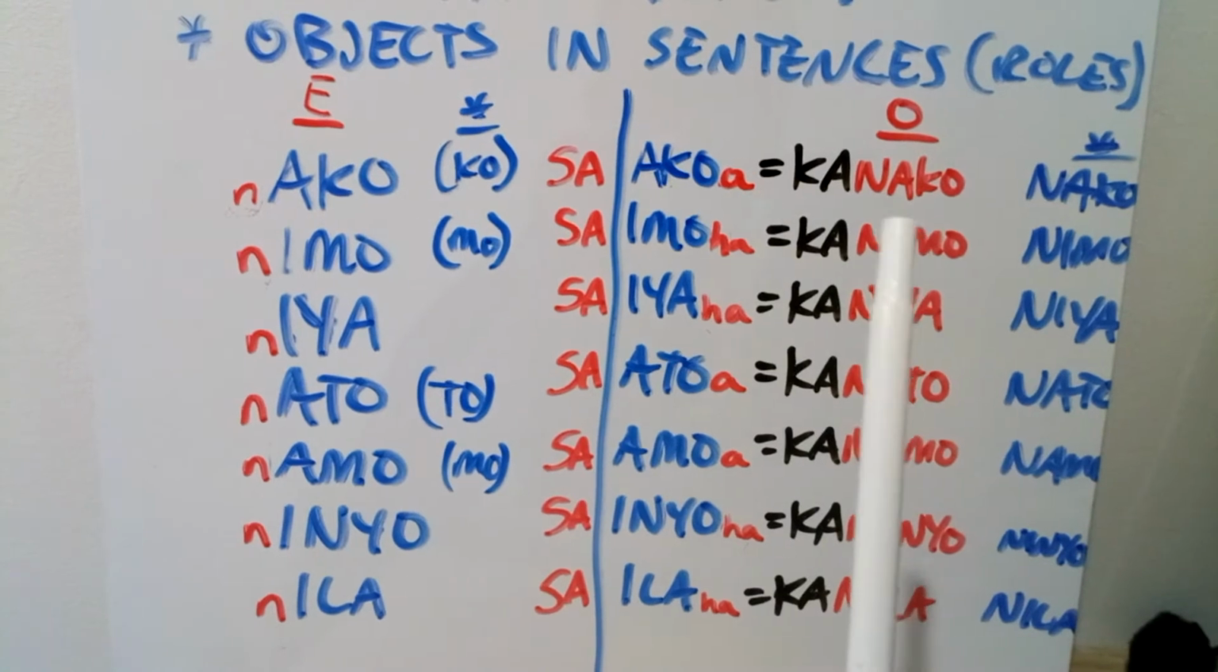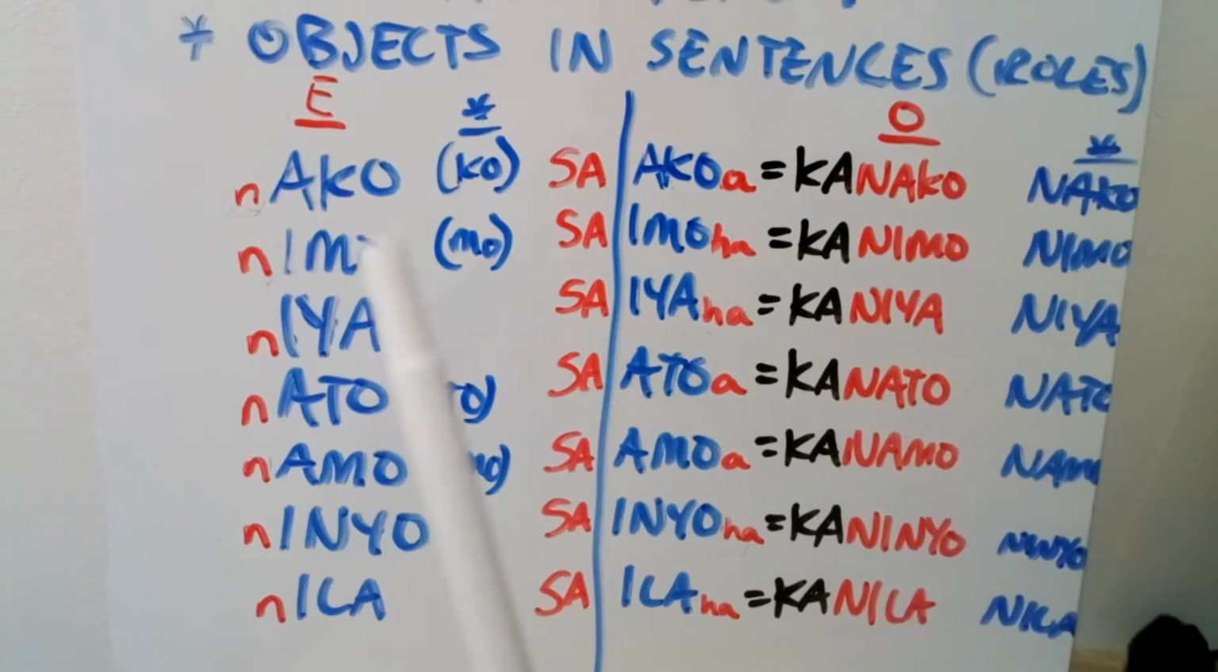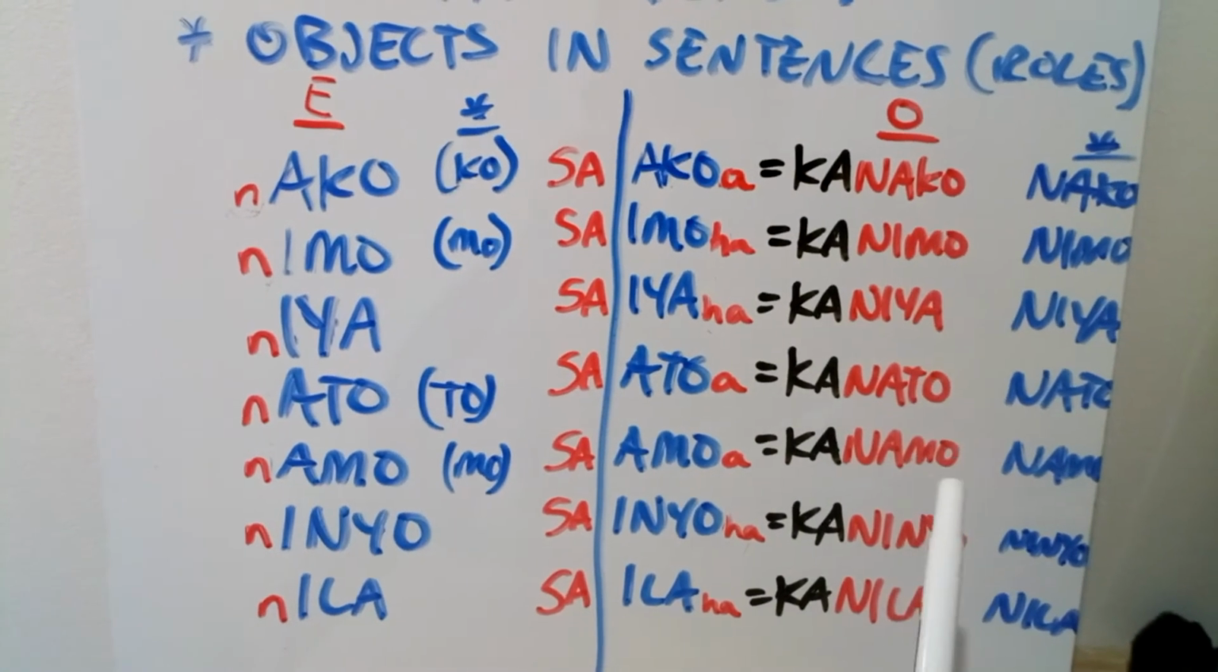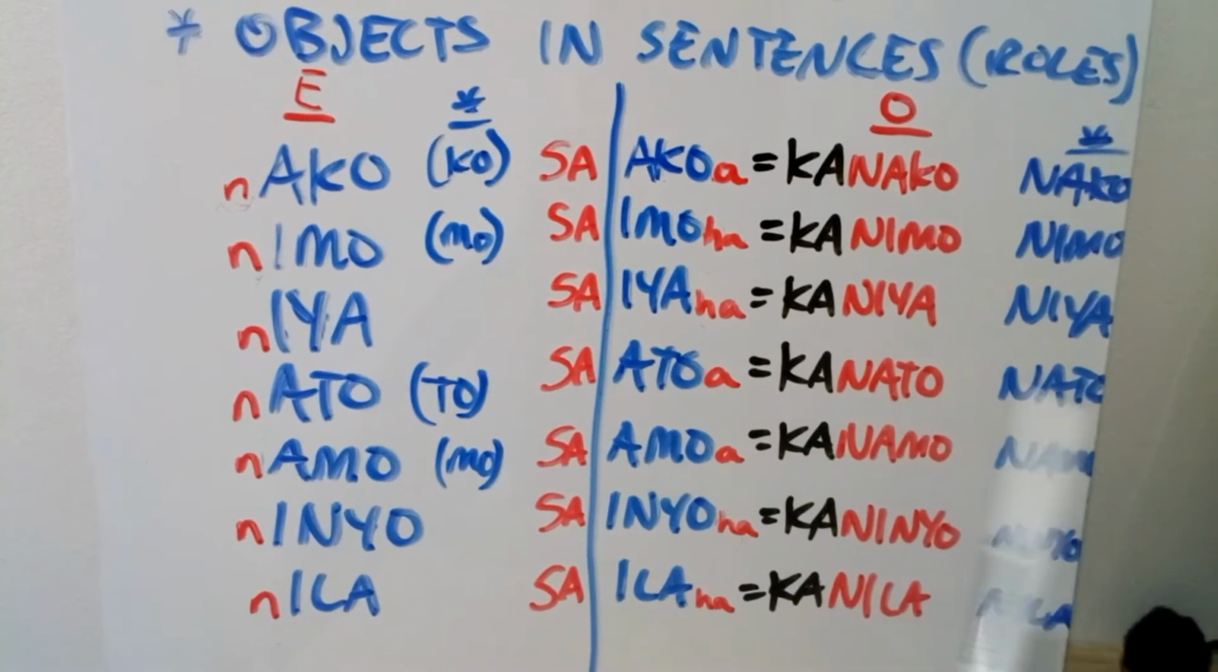Just keep that in mind, okay? So very basic, very basic ergative and very basic oblique. I'm gonna explain the others in a minute.